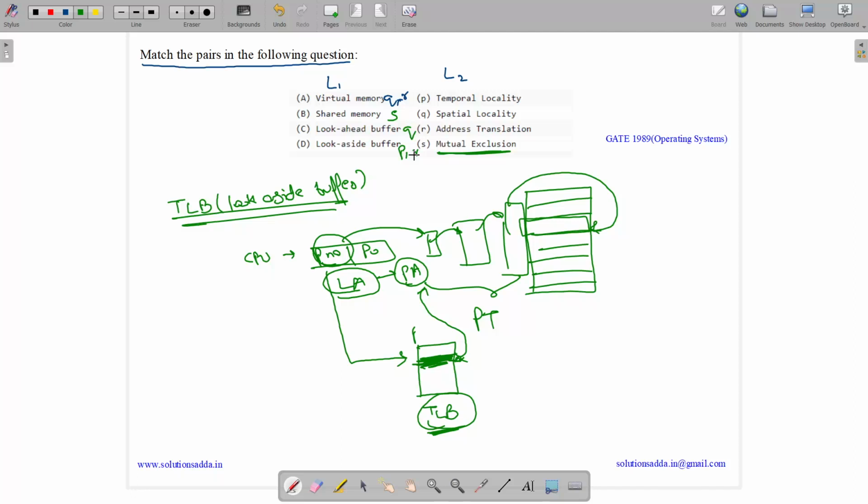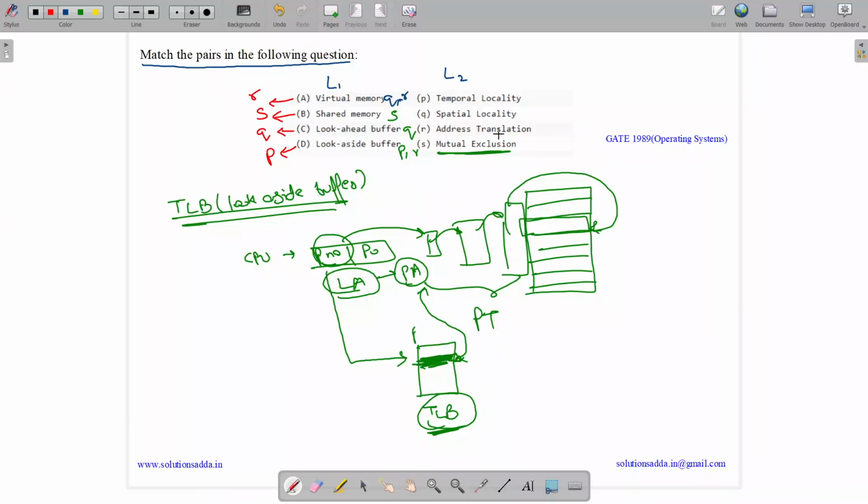Now we will remove the discrepancies. Like this one is for sure S. It can be mapped only to one. Look ahead buffer can only be mapped to Q. Now A can be mapped to Q and R, but Q is already present, so A will be mapped to R, and B can be mapped to P or R, but R is used, so it will be mapped to P. So the correct mapping is RSQP.